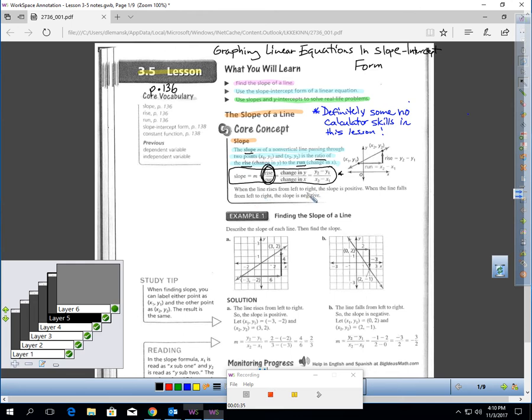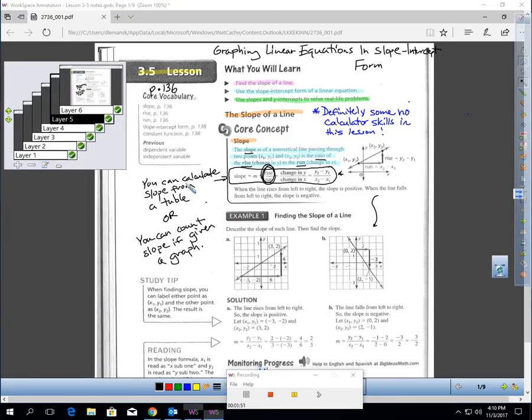When the line rises from left to right, the slope is positive. This would be a picture of a positive slope. When a line falls from left to right, the slope is negative. That would be a picture of what's going on down here, a negative slope.